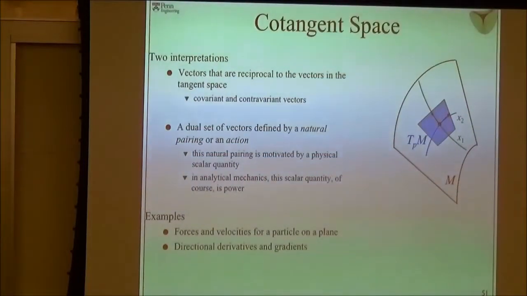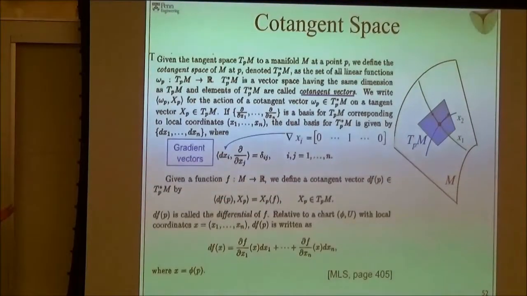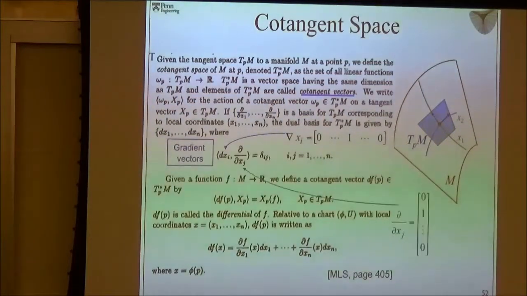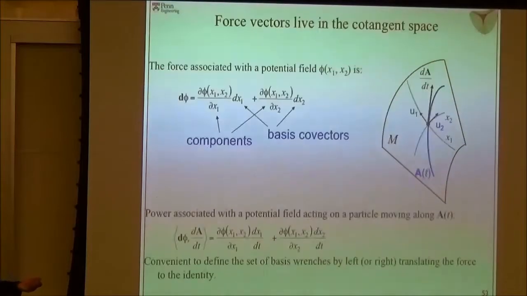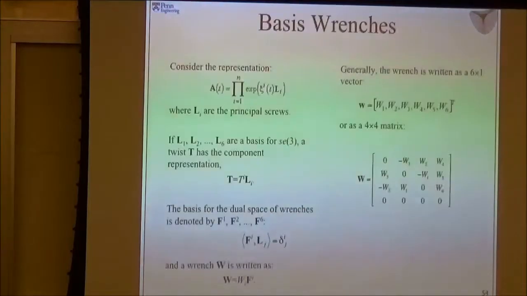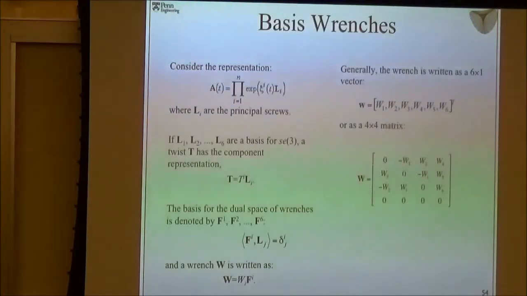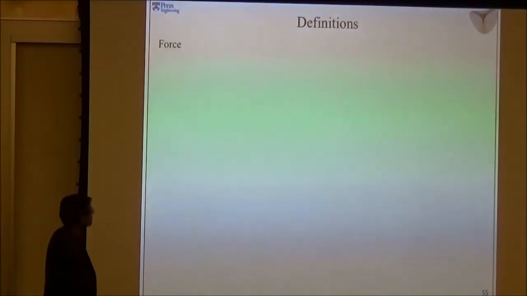Again, the key thing is the scalar quantity power that links both of these through an action. And again, I'll refer you to the Murray and Sastry book that talks about gradient vectors and derivations. And a similar treatment that I did earlier with twists, you can also do with forces, potential fields, components, basis covectors, and the tangent spaces. So let me skip this since it's not critical.